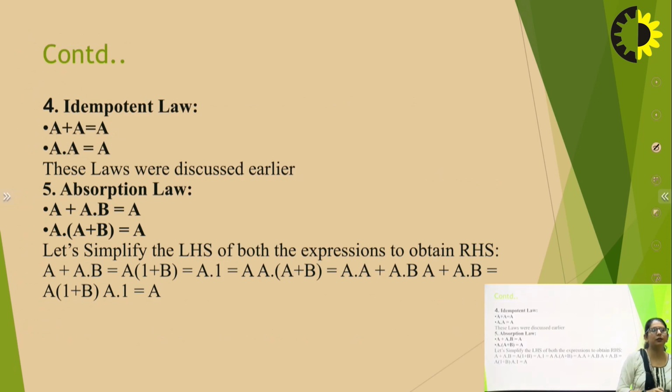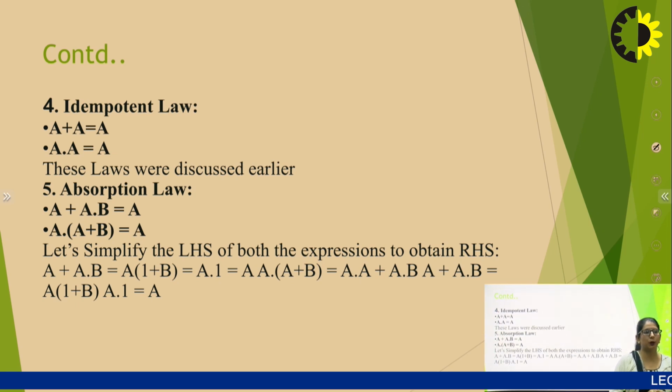Now continue to this. The fourth one is idempotent. We have used that in the previous one. What does idempotent say? Whenever a variable has an OR operator with itself, it will be the same. If it has an AND operator with itself, then it has the same value A. So these were discussed earlier as well, because we need to cover them in the simplification.